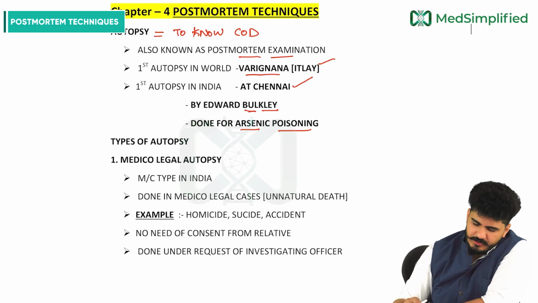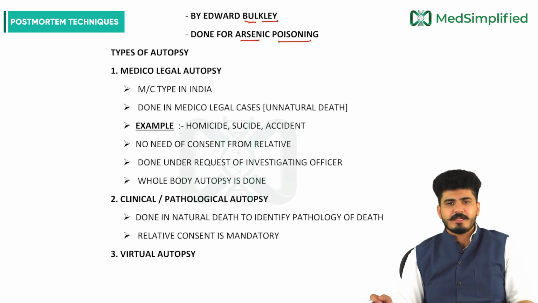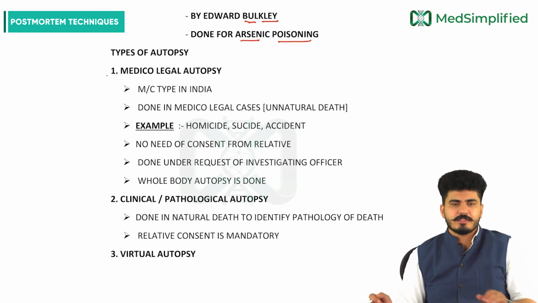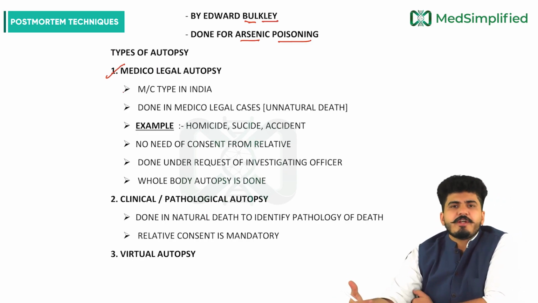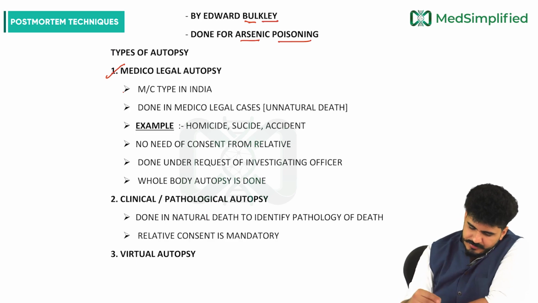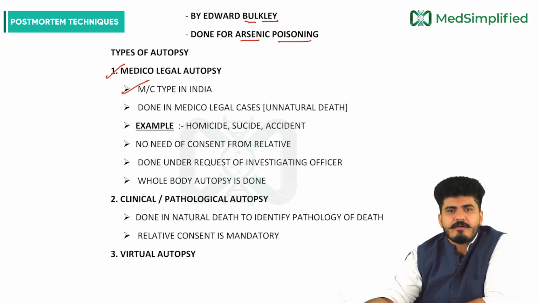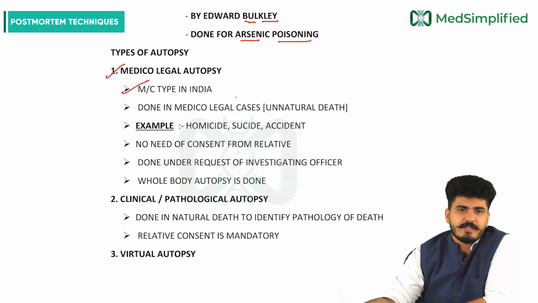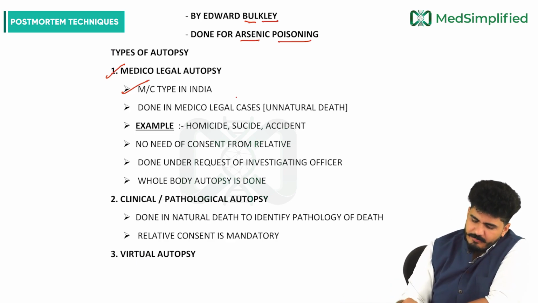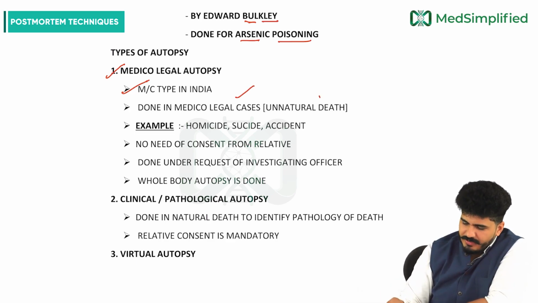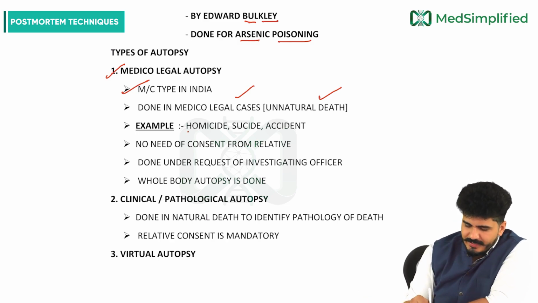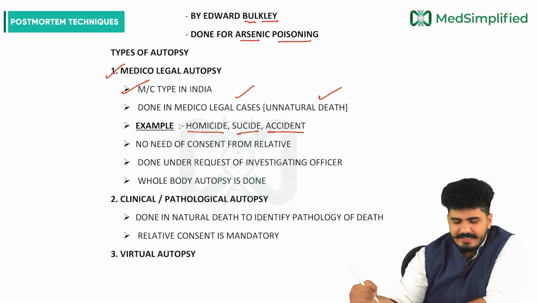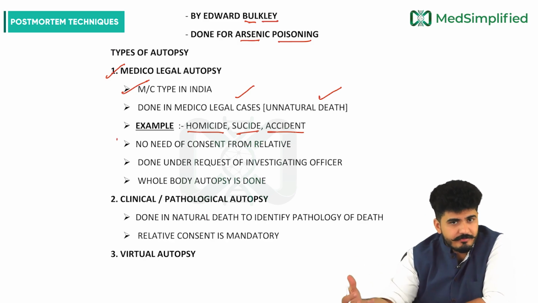Now, if we talk about the types of autopsy, the number one type I would love to discuss with you is the medico-legal autopsy. The medico-legal autopsy is the most common type of autopsy performed in India. Why is it done? Sir, it is done in medico-legal cases. For example, when unnatural death has happened. If you are suspecting homicide, suicide, or accident, then a medico-legal autopsy is performed.